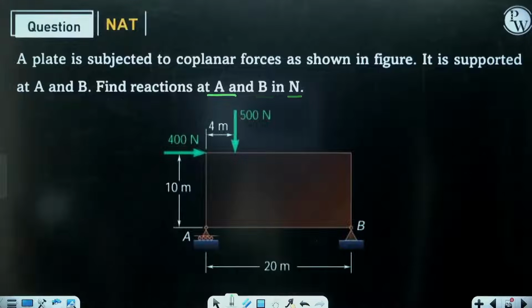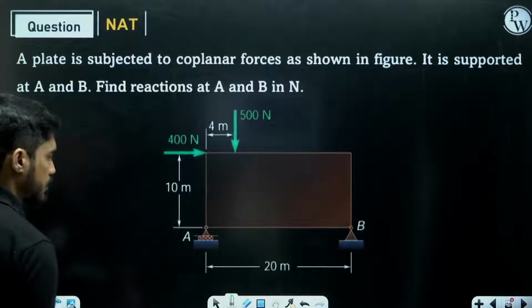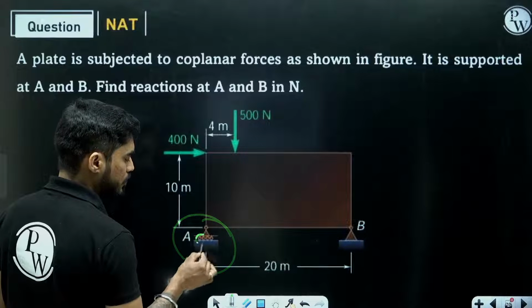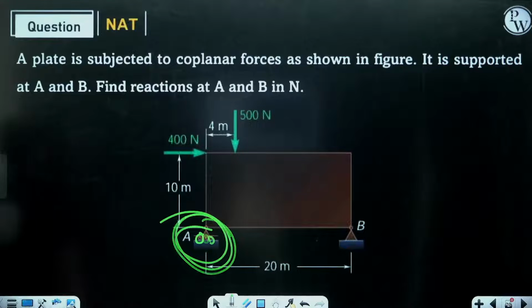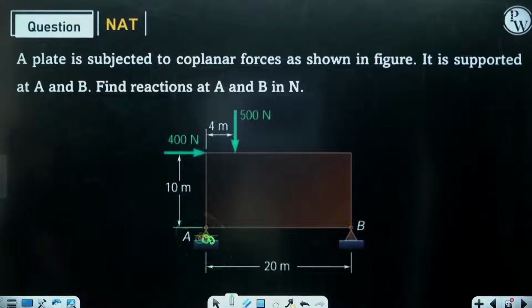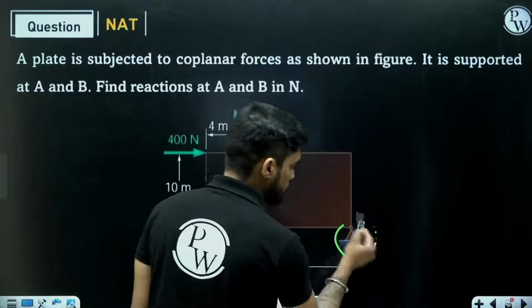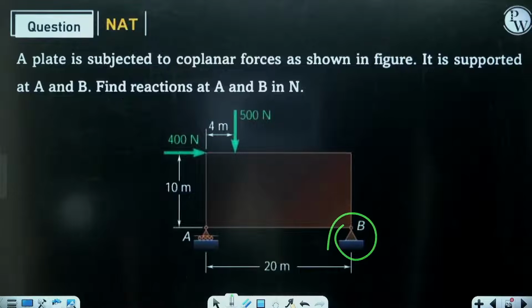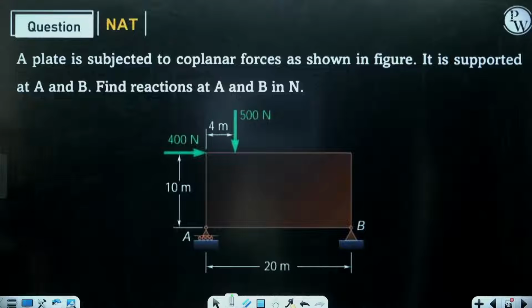It's a simple problem. What is happening here? We have a plate which is subjected to coplanar forces. The plate is roller supported at A. Can you see the rollers? So here at point A we have a roller support, and it has a hinge support at B. Can you see this hinge? And now we need to find reactions at A and B. So let's solve this problem.